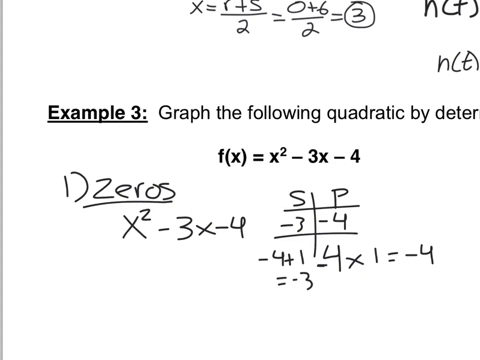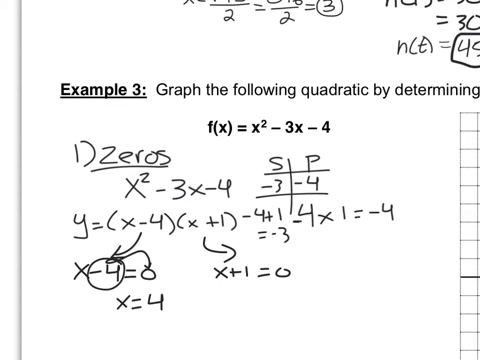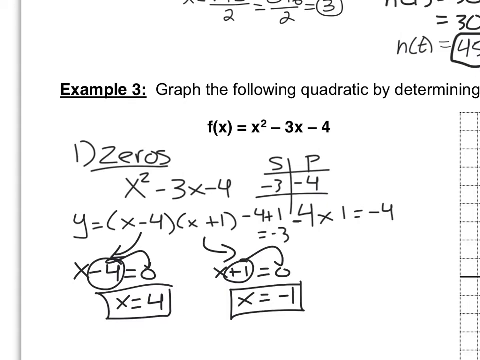Now we can rewrite our equation: y equals x minus 4 and x plus 1. But of course we're not done there, because we actually need to solve for our zeros, which means separate and set them equal to 0. So we'll take that negative 4 and it becomes positive 4, and that positive 1 becomes negative 1. These are my two zeros of my quadratic.